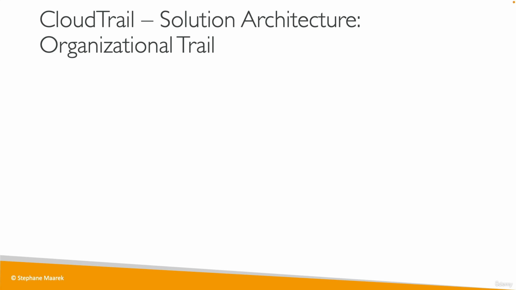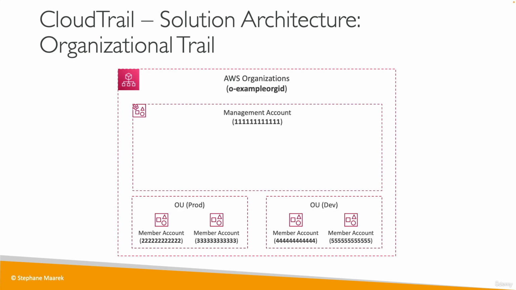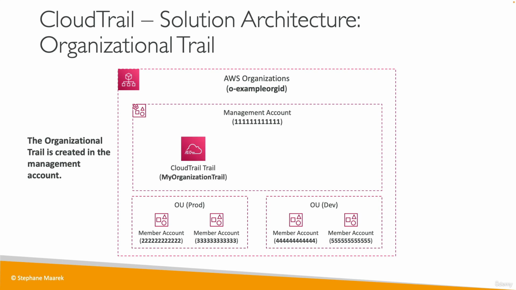Okay, so there is another feature of CloudTrail that you should know about, which is the organizational trail. So if you have AWS Organizations, for example, you have a management account and then you have several OUs with other member accounts, then it is possible for you to set up an organizational trail directly in the management account. It's very important to remember this trail is created in the management account and not in the member accounts of your organization.